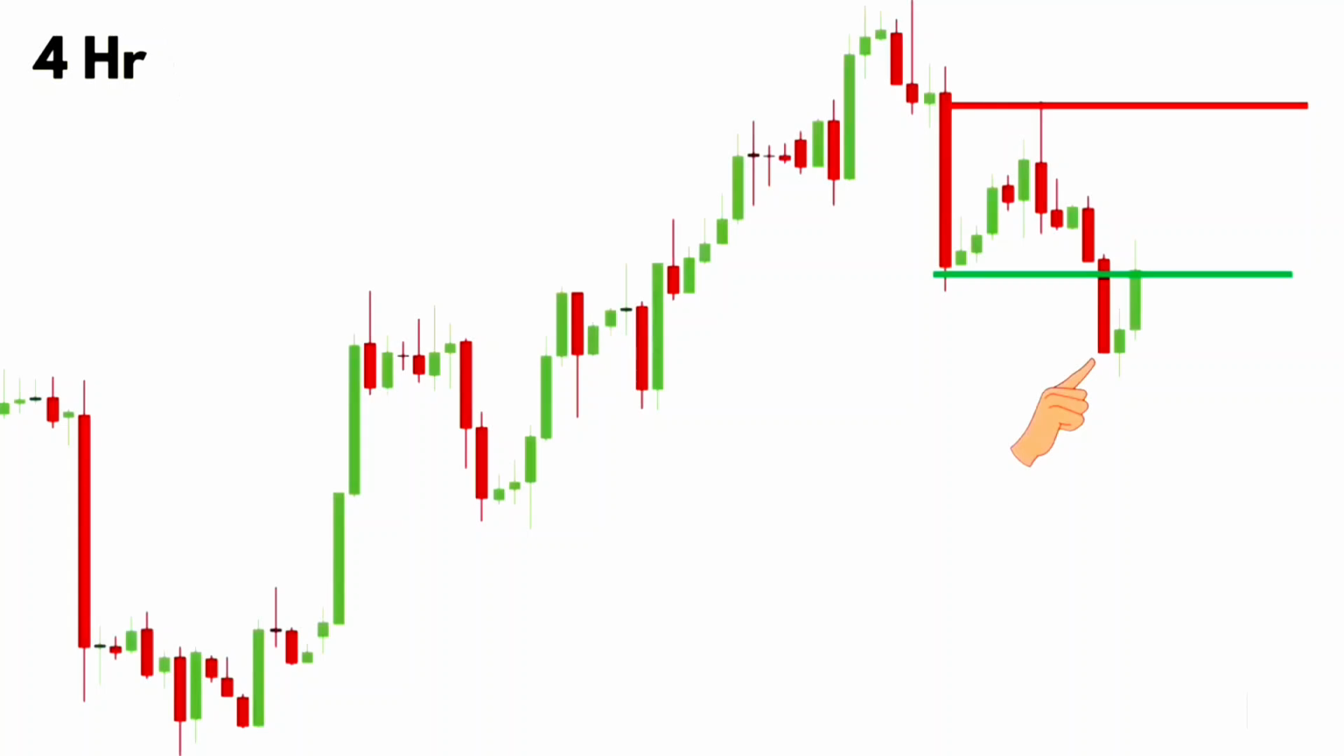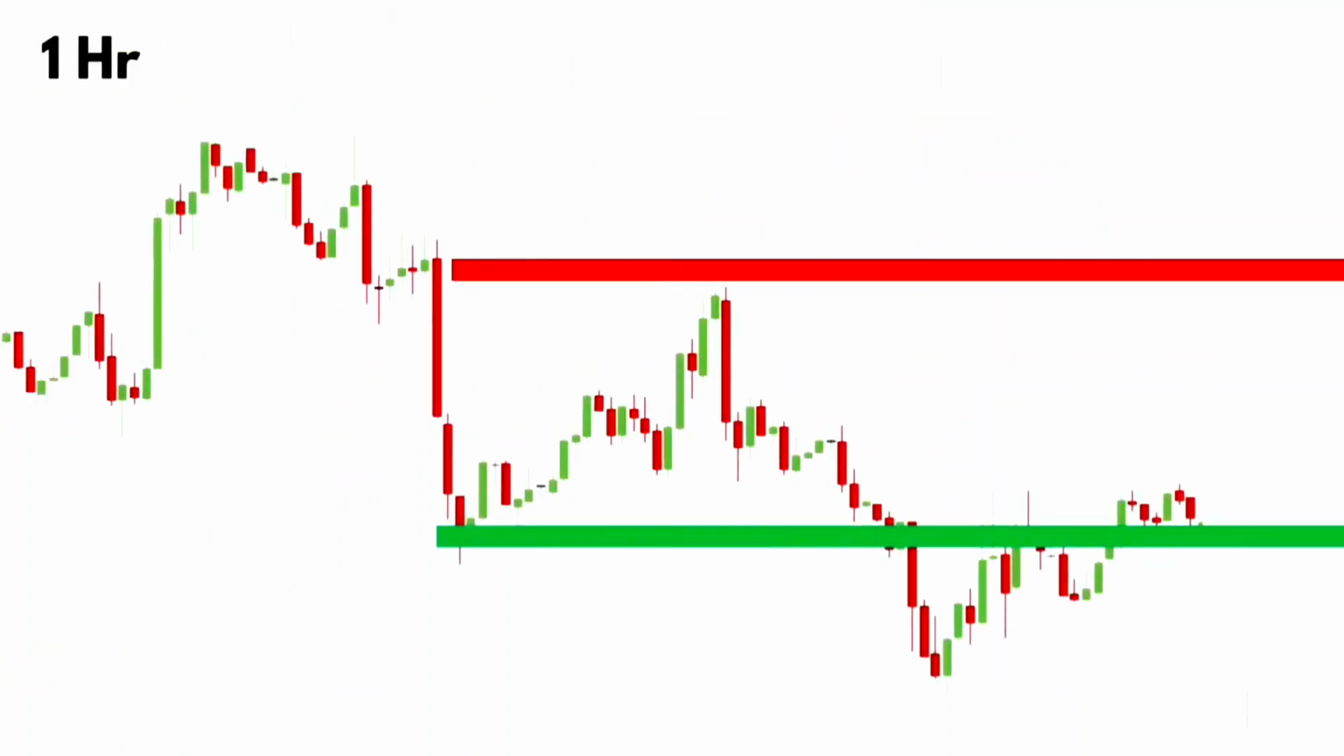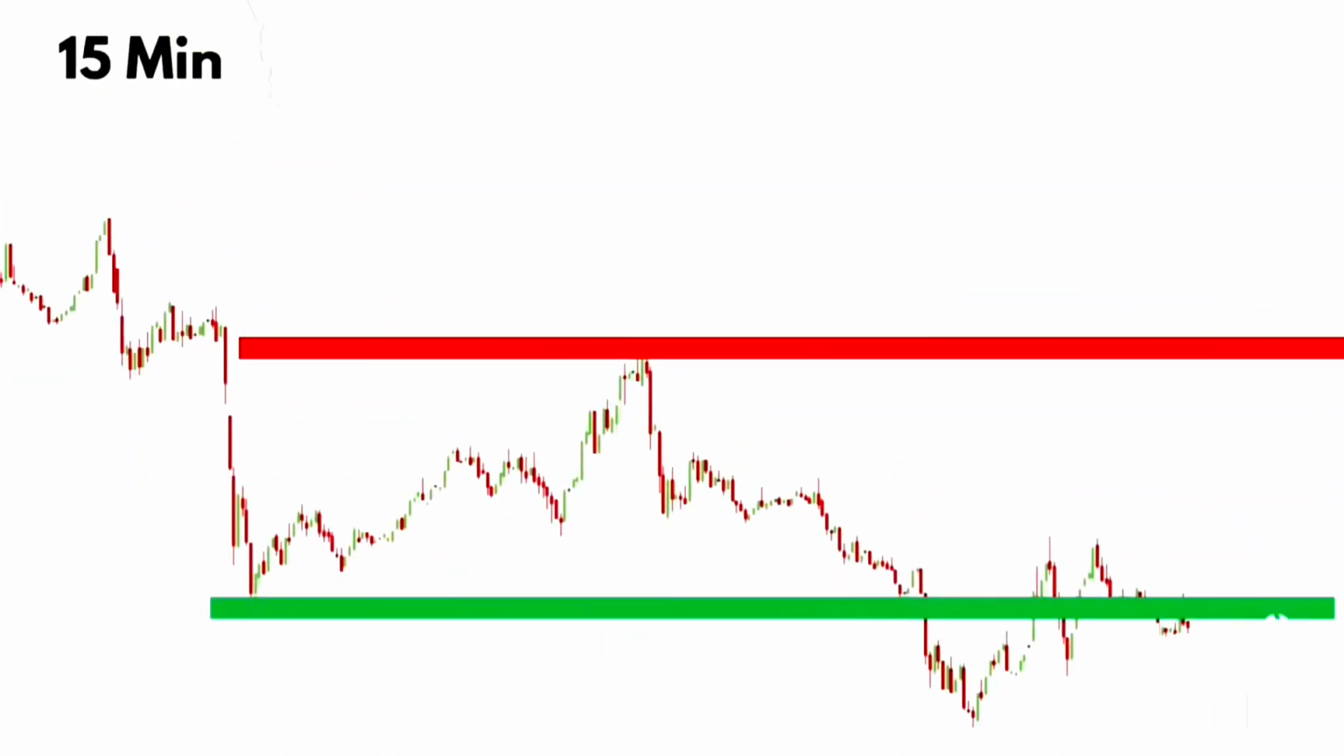But as soon as we switch the charts to the 1-hour time frame, we see that the price is gradually moving downward. And when we change the 1-hour time frame to the 15-minute time frame, we see a strong downtrend on the charts. This can confuse you because on the 4-hour time frame, the price is showing an uptrend, but on the 1-hour and 15-minute time frames, the price appears to be in a downtrend.